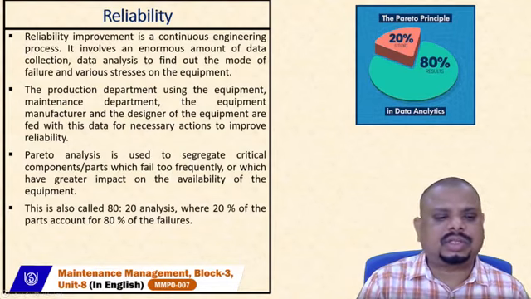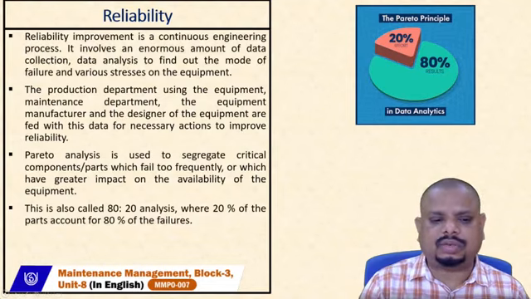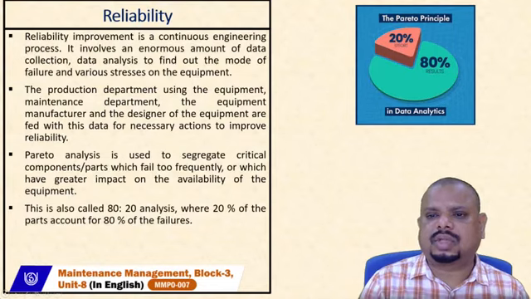equipment. So this is called 80-20 analysis, where 20% of parts account for 80% of failures. So you have to segregate the critical components from the machine so that you reduce the percentage of failures. This is the basic concept behind the Pareto analysis.